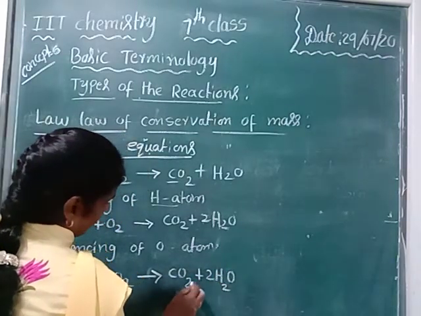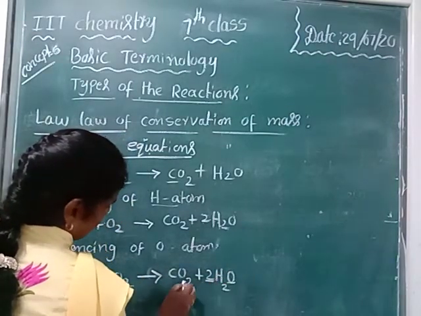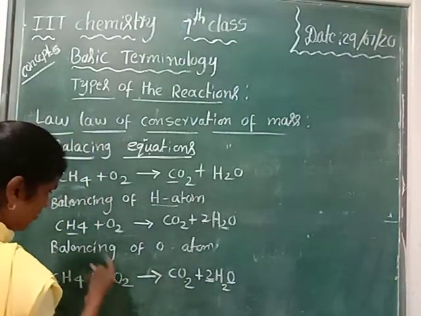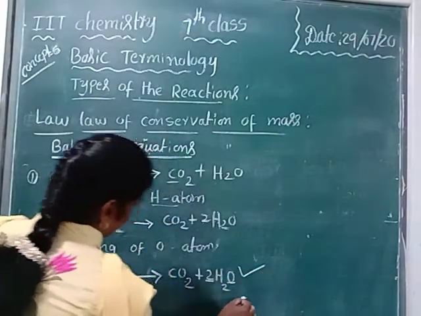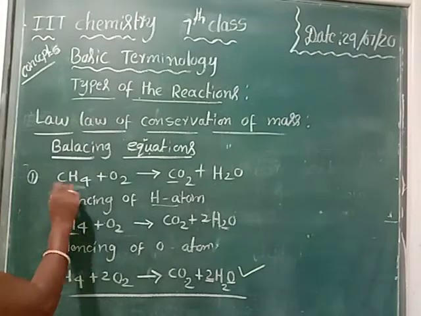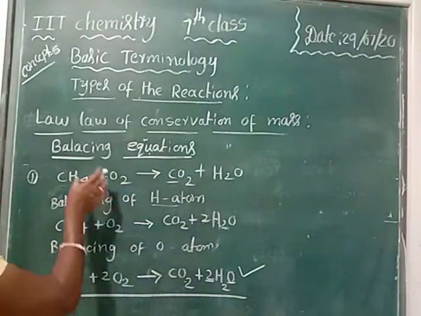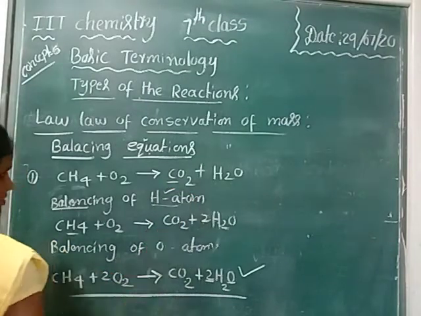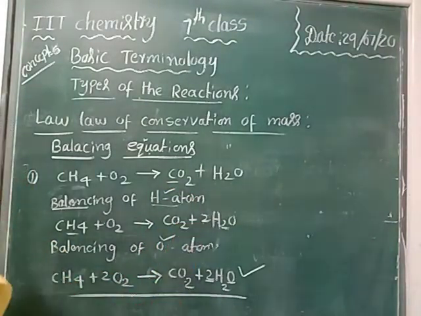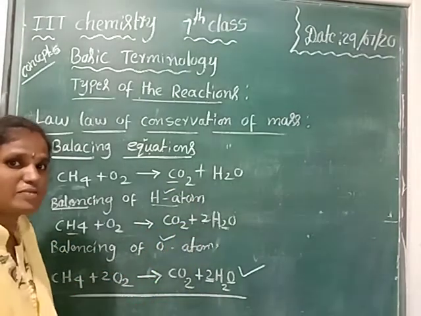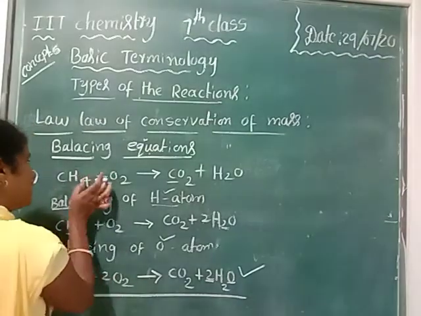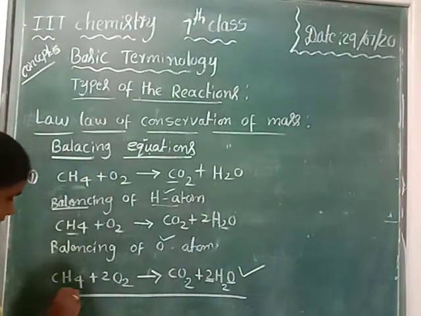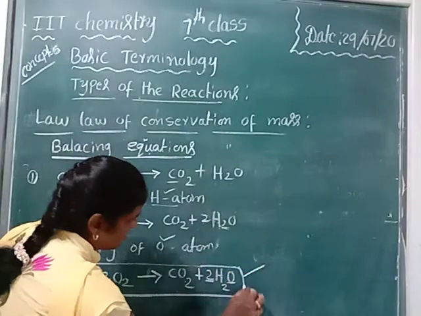Here how many oxygens? Here 2 oxygens, here 2 twos are 4 oxygens. This equation is balanced. The one I gave was the unbalanced equation. To balance, what do we do first? You balance hydrogen atoms first, next oxygen atoms. Do you understand now how to balance? Okay, very good.